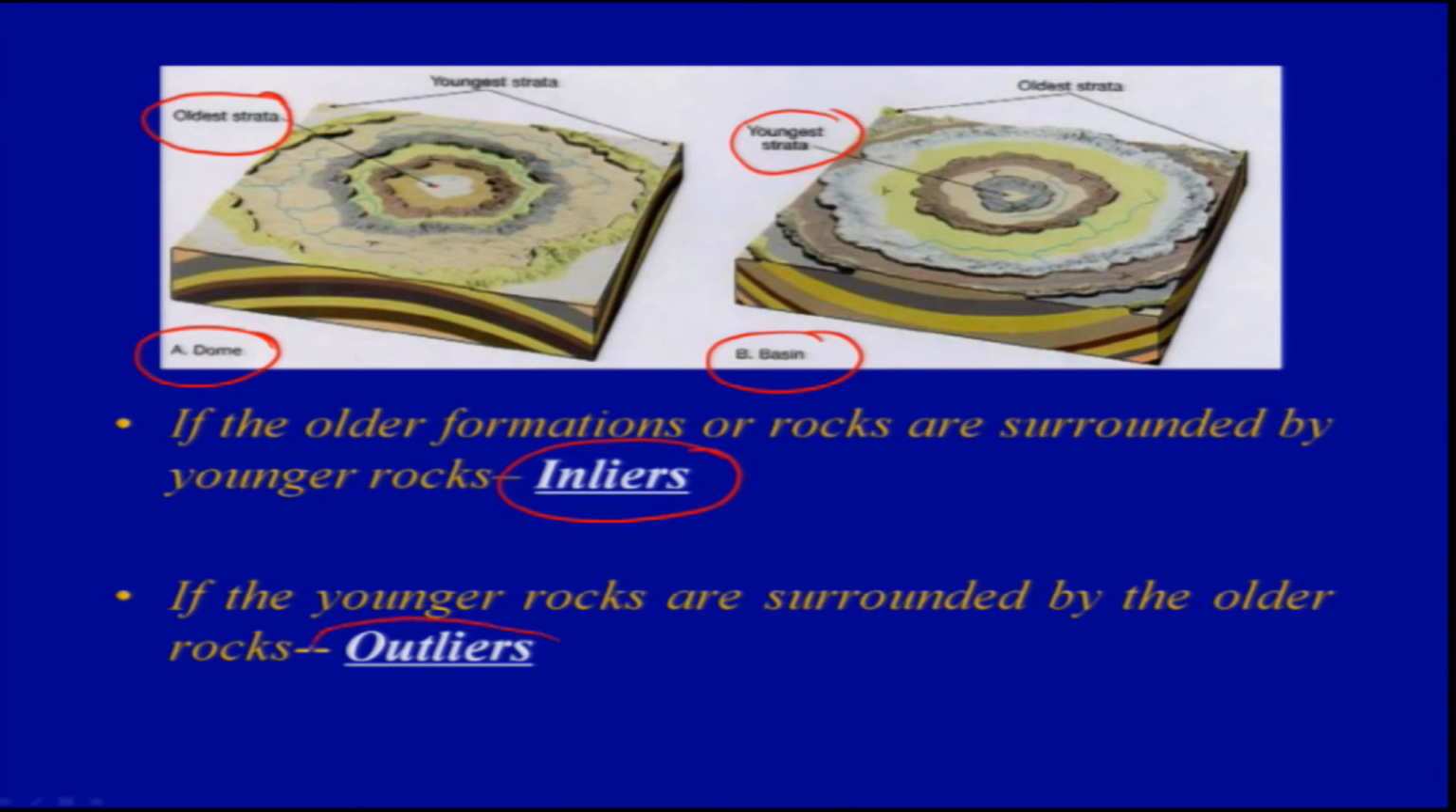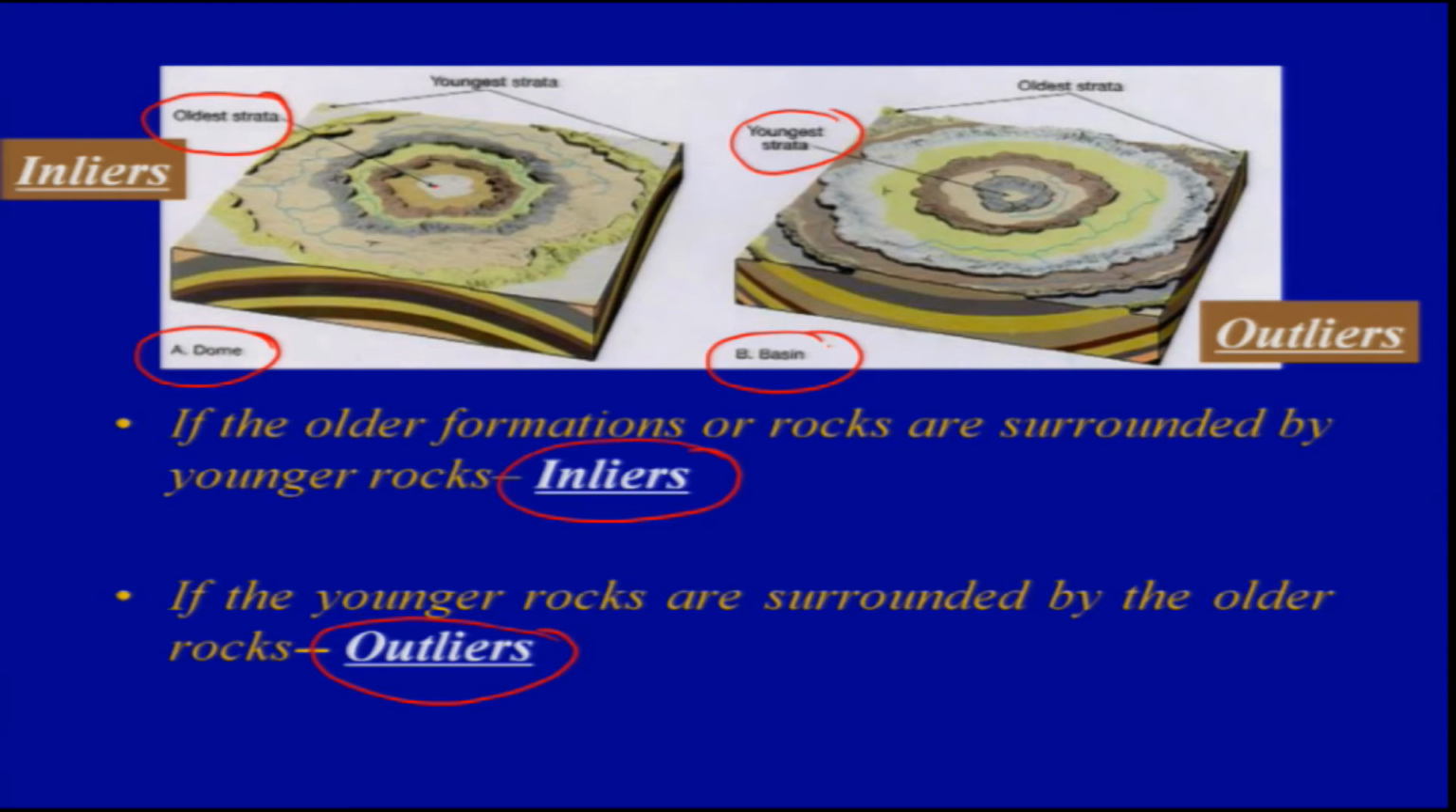Okay. So, we have inliers and outliers which are associated with the anticline and syncline, or we can say with the domes and basins. Okay. So, these are inliers and these are outliers. Okay. So, you should remember this. Okay. And one can identify this based on the drainage also. Okay.